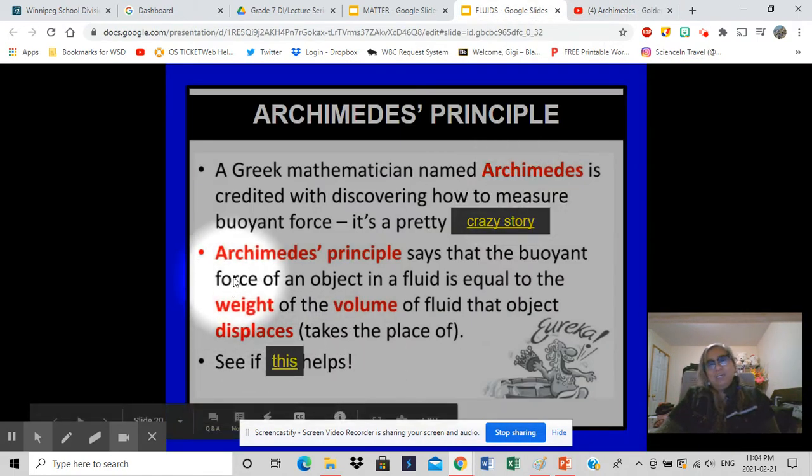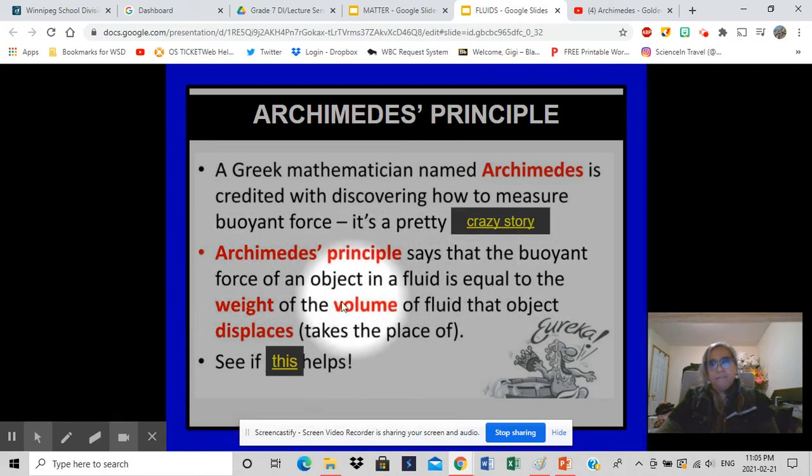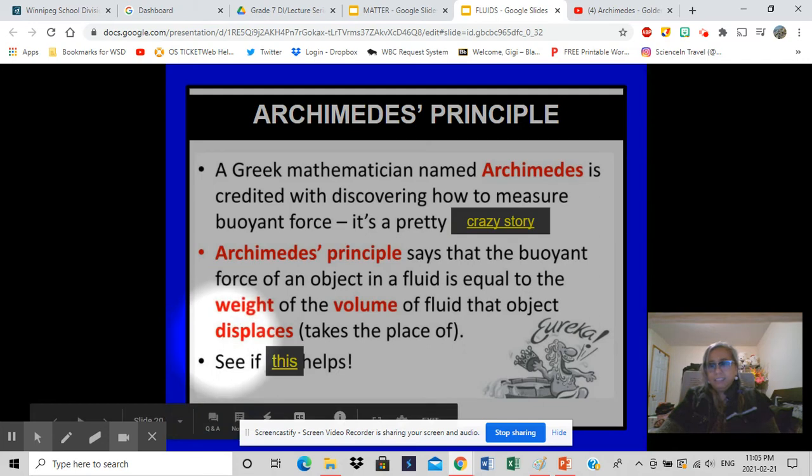Okay. So with that short clip, Archimedes' principle says that the buoyant force of an object in a fluid is equal to the weight of the volume of the fluid that the object displaces. When we say displace, it means takes the place of.